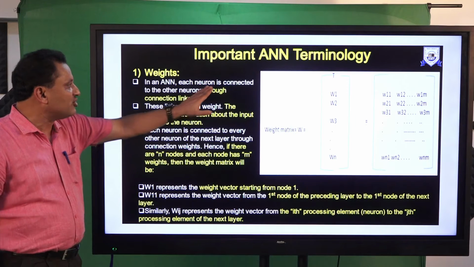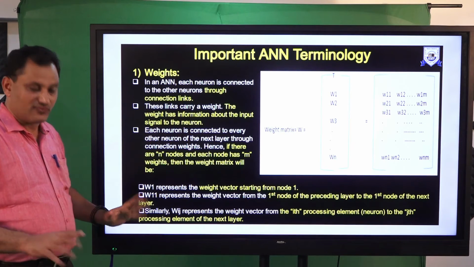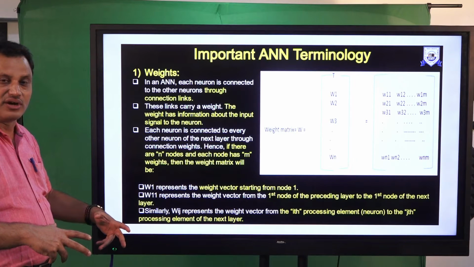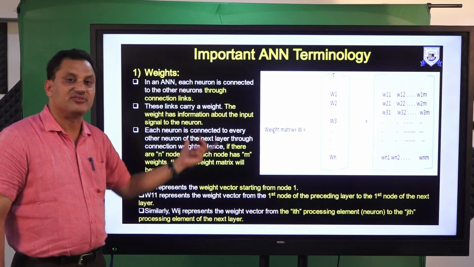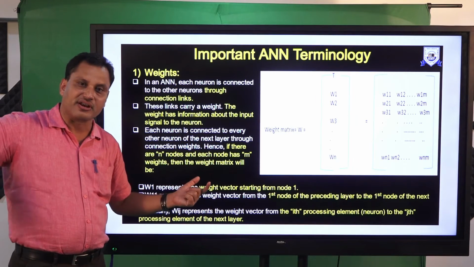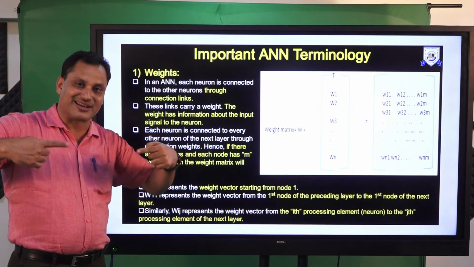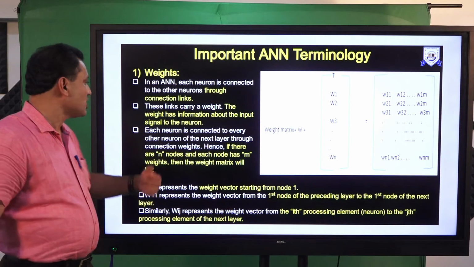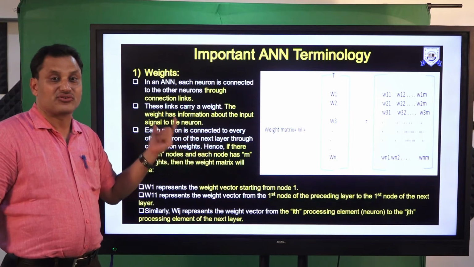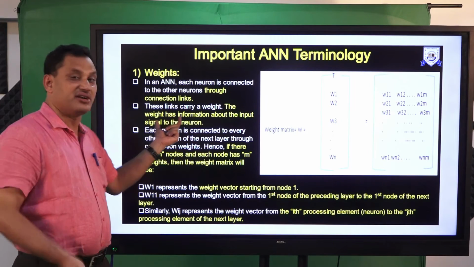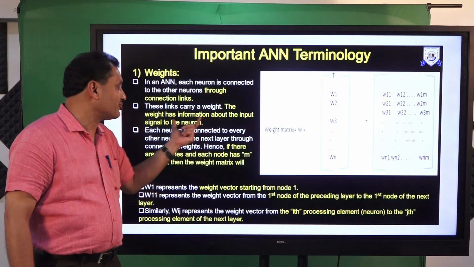In an ANN, each neuron is connected to other neurons through connection links. Obviously, when we are designing a network structure of neurons, they will be interconnected. The links carry weights. When one neuron is interconnected to another neuron, that interconnection carries some weight. The weight has information about the input signal to the neuron. The strength of the input signal is decided by the weight associated with that signal. That is why it is important to discuss the weight.